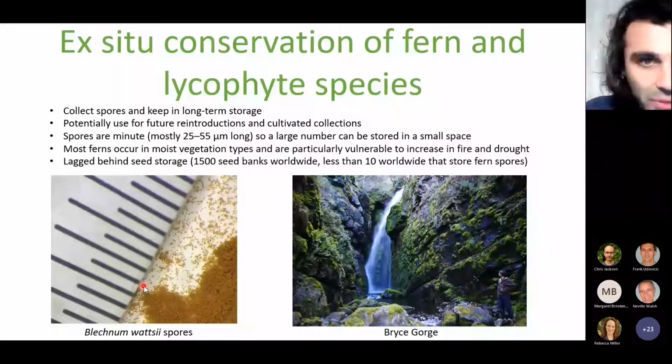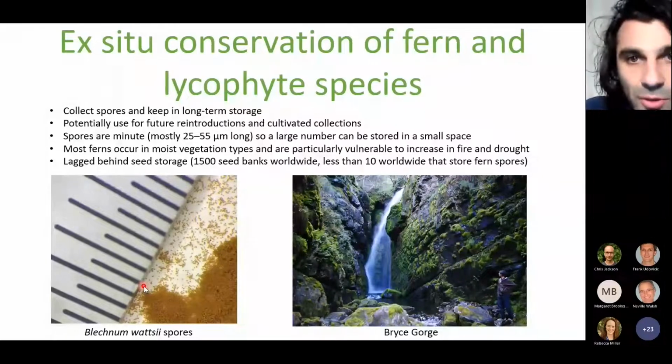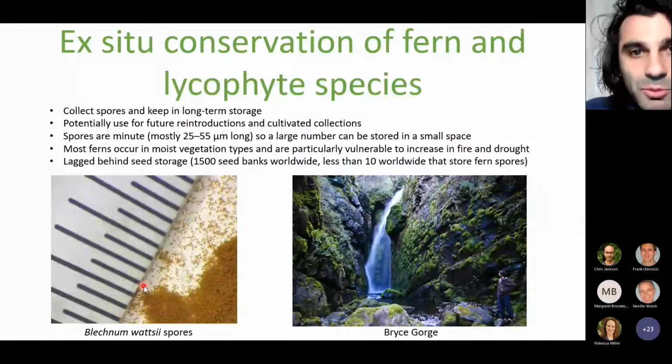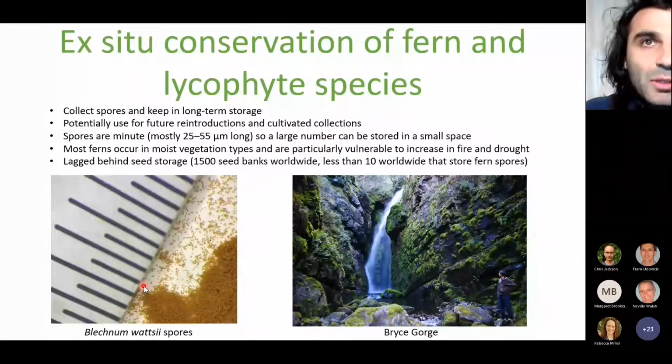Most ferns occur in moist vegetation types and are particularly vulnerable to increase in fire and drought. So this project of starting a spore bank couldn't come at a more crucial time, especially with some of the more devastating bushfires we've had recently that can have a huge impact on these plants. They're among the more vulnerable groups of Victorian plants because of all that increase in fire and drought that we might expect to see in the coming future.